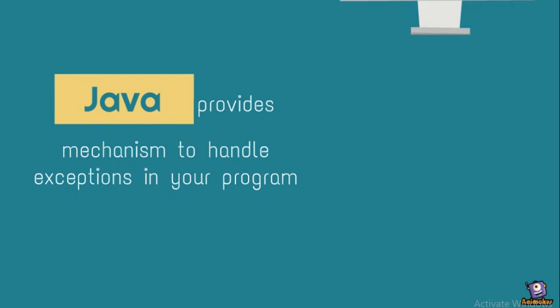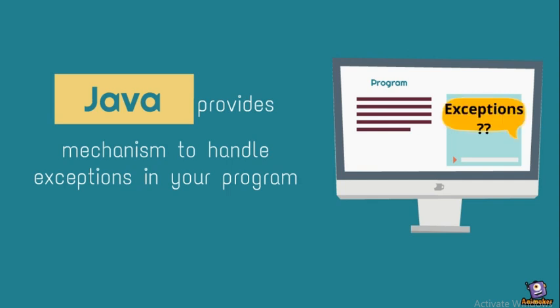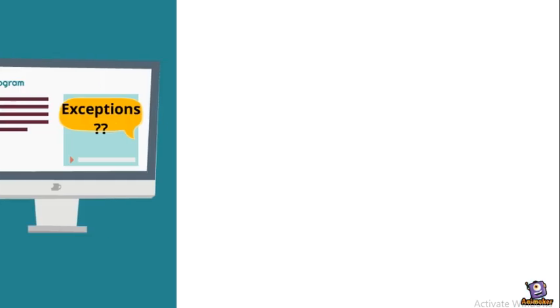Java provides a mechanism to handle exceptions in your program. Whenever you write a program, you never think about the situations which may give rise to certain conditions that are not beyond the reach of the programmer. Like, what if the user enters the denominator 0? What if the file is not found? What if the index is not present? These all situations are going to give rise to what is known as an exception.